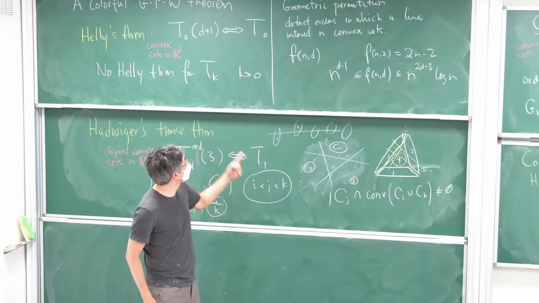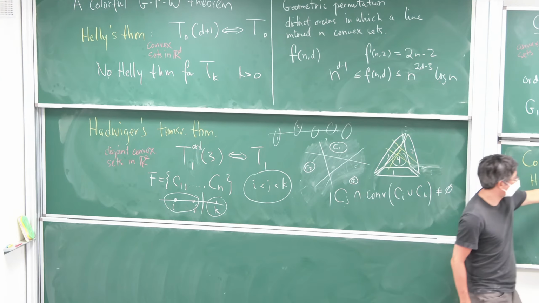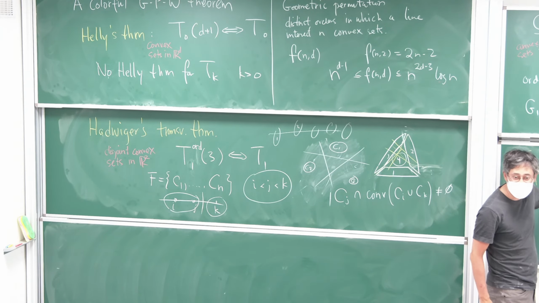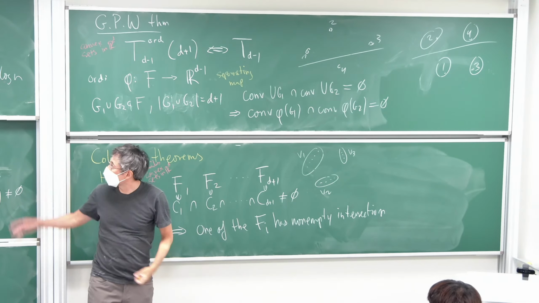And you do recover the original Helly's theorem simply by taking copies of the same family. So that F1 equals F2 and so on. You just get the original theorem.